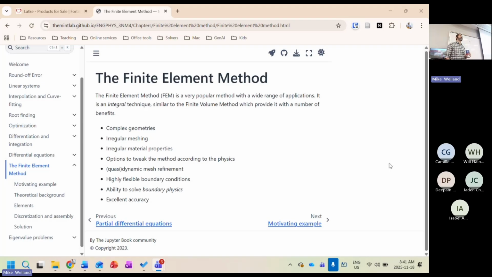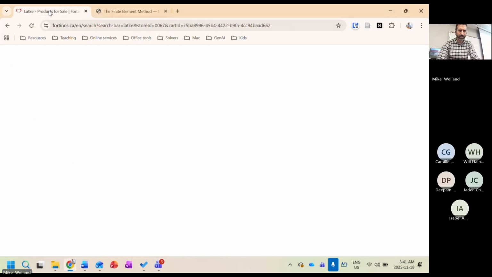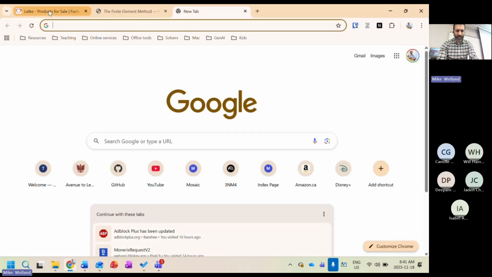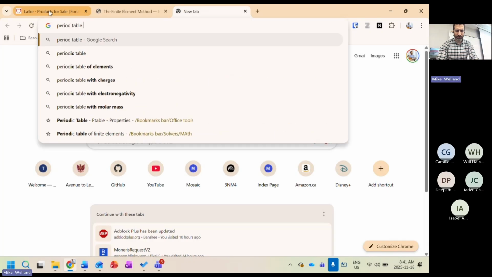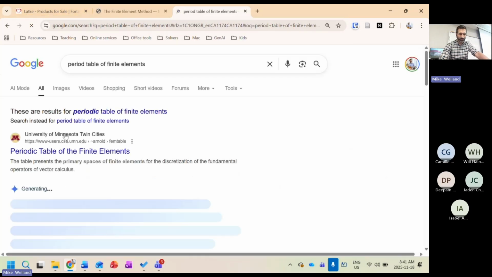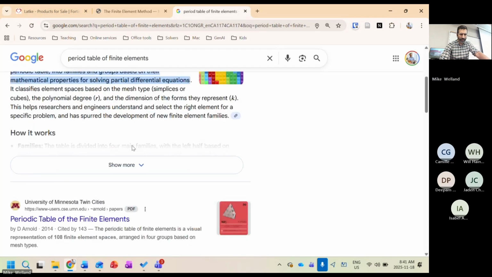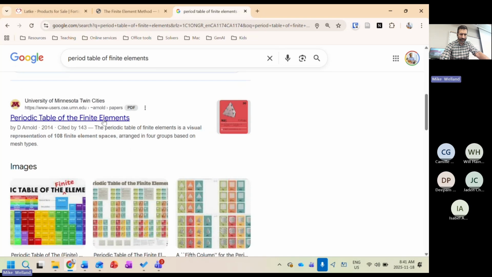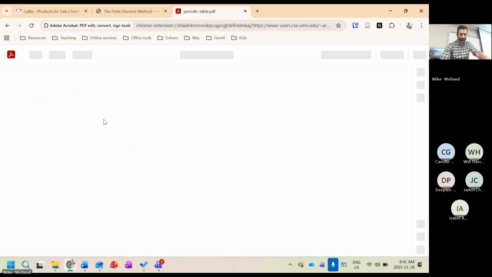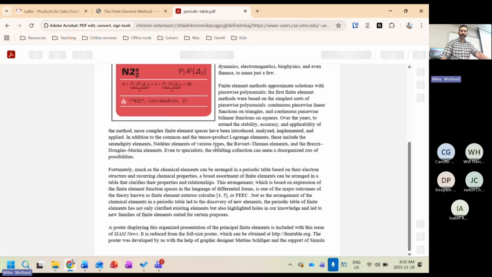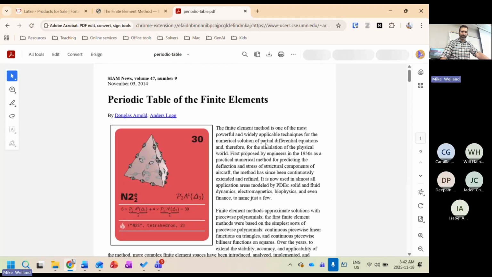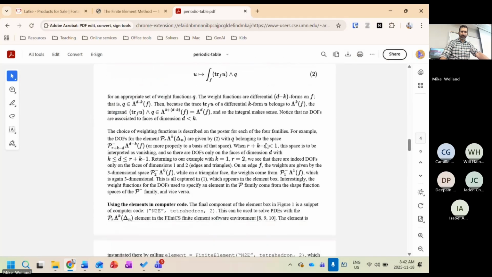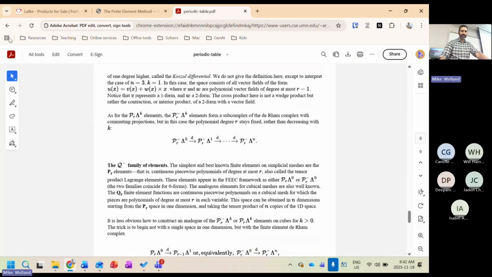FEM, I don't even know how many variations of this thing there are. What was that website? Periodic table of finite elements. Was it that one? Yeah. So I could send this out to you guys. No, it's just a publication in SIAM. Okay, there's a website. I'll just send it out to you guys.